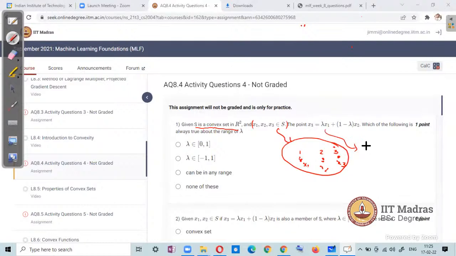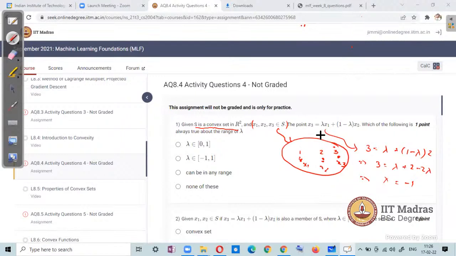x3 is around 3, and lambda times x1, where x1 is 1, so lambda into 1, plus 1 minus lambda times x2, where the x2 value is 2. So 3 equals lambda plus 2 minus 2 lambda. What we get here is lambda equals 2 minus 3, which is minus 1. Do all of you agree with me? Yes, sir. So we can see that even though all these 3 points are in this subspace, this value of lambda can be more than 1 and also less than 0. So we can't say anything about this lambda.